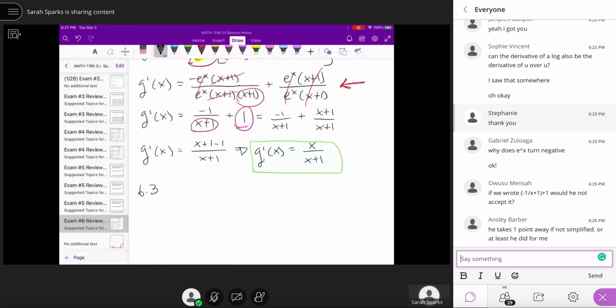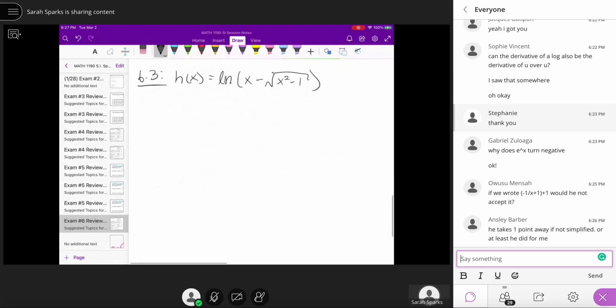Right, and then 6.3 is going to be h of x equals the natural log of x minus the square root of x squared minus 1. So again, we're doing derivatives of logs. So h prime of x is going to be equal to, we know the derivative of a logarithm is just 1 over whatever is inside. So that's going to be 1 over x minus the square root of x squared minus 1.